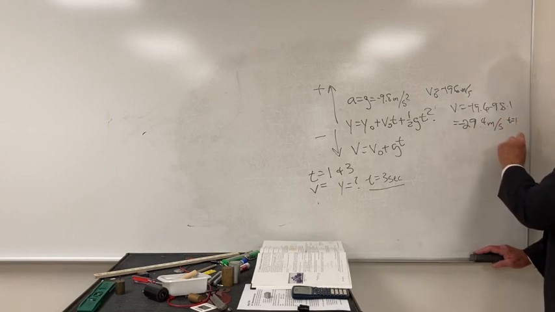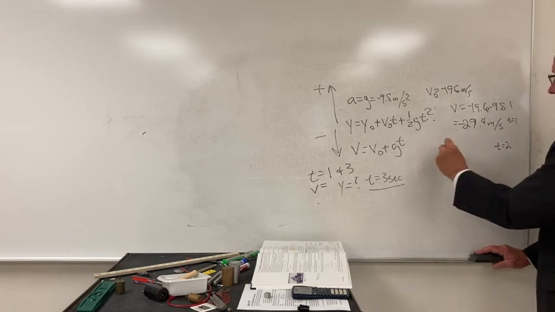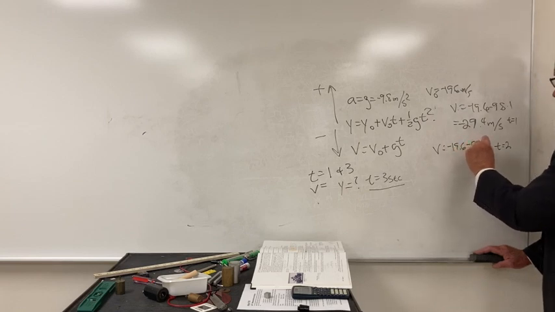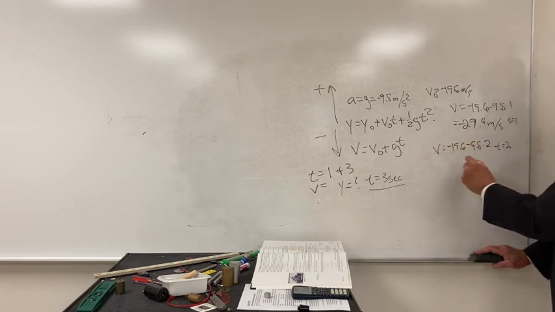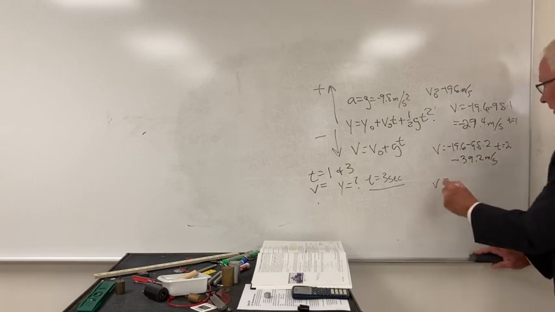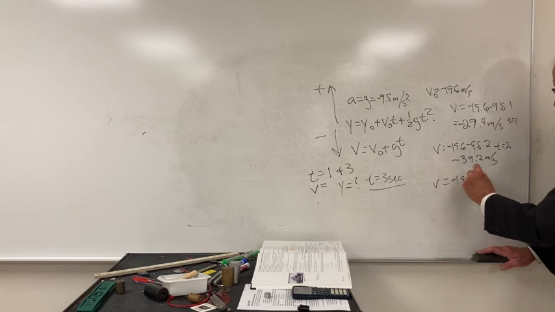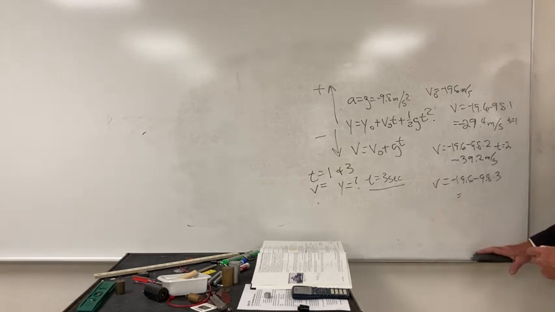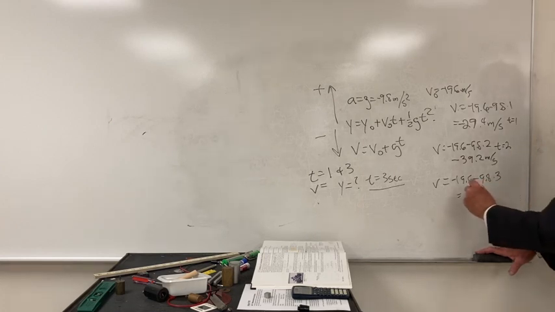After 2 seconds, then it's going to be minus 19.6 minus 9.8 times 2. That would be minus 39.2 meters per second. And then finally, for 3 seconds, it'd be minus 19.6 minus 9.8 times 3, which would be minus 49, no, minus 29.4 minus... it looks like that's going to be minus 49.